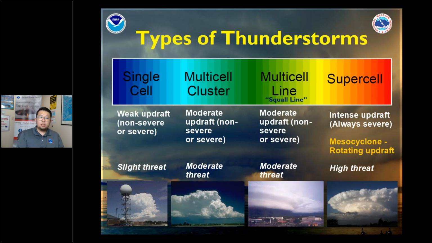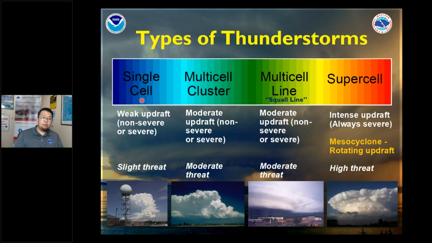So now that we learned a little bit more of how thunderstorms form, now we're going to talk about the different types of thunderstorms that can form. And this is a bit of what I call an intensity scale. On the left side here is the least intense storm, and the right side is the most severe one. Not saying that the ones on the left, a single cell thunderstorm, is no threat at all, but it is going to be the weaker out of the bunch.